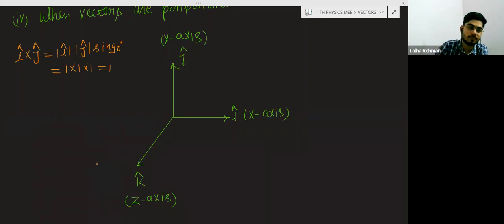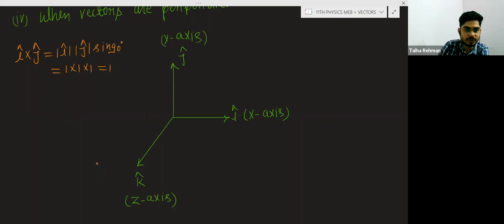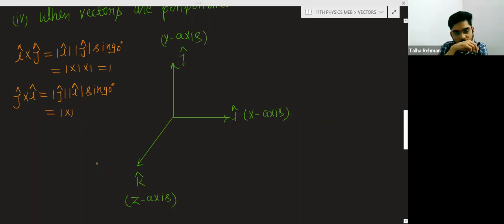Suppose you are just calculating J cross I. So again you will write magnitude of J cap, magnitude of I cap, sine 90. So this is 1, this is 1, and this is also 1. This will become K cap.